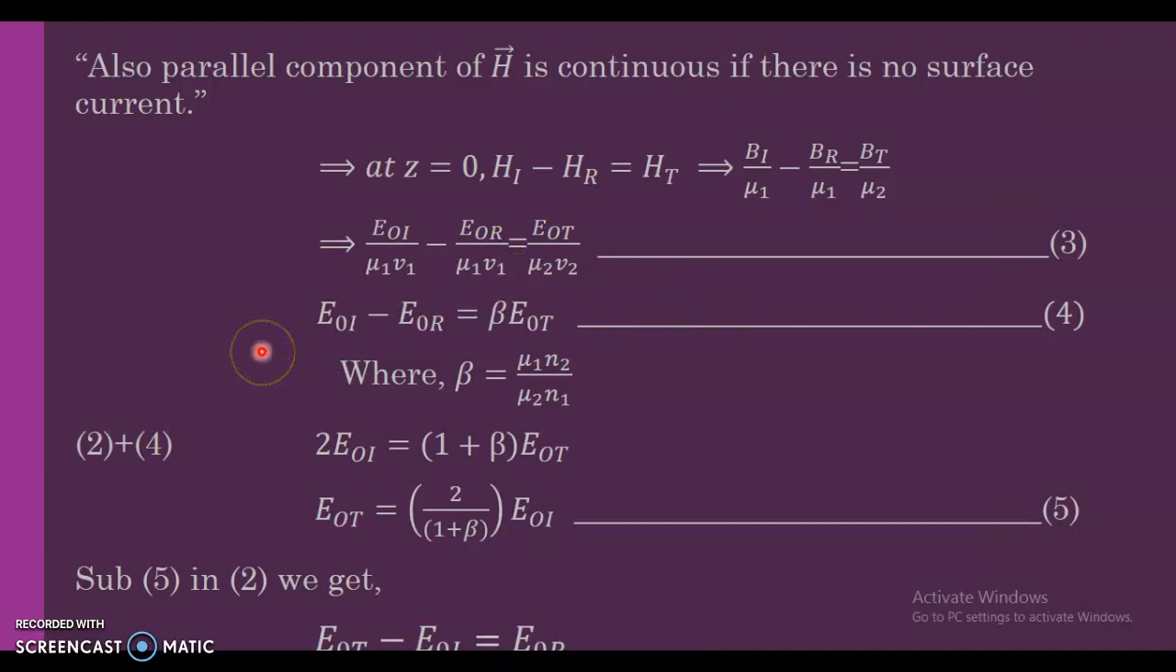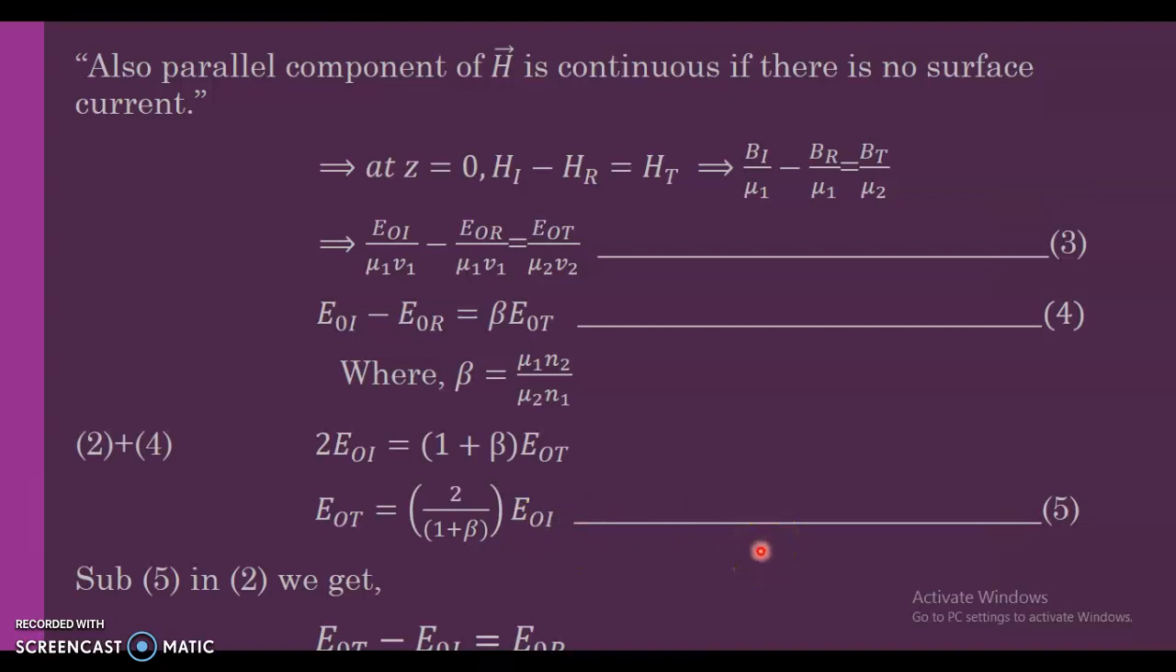Now, this equation can be rearranged and written by including a new term called beta. And beta is taken to be mu1 n2 divided by mu2 n1, because we are replacing v1 by v2 as n2 by n1. Okay. So equation 4 can be obtained like this, that is E0i minus E0r is equal to beta E0t. And adding equation 2 and equation 4, we get an expression like this, that is 2E0i is equal to (1 plus beta) E0t. Writing this in terms of E0t, E0t is equal to 2 by (1 plus beta) E0i. Let it be equation 5.